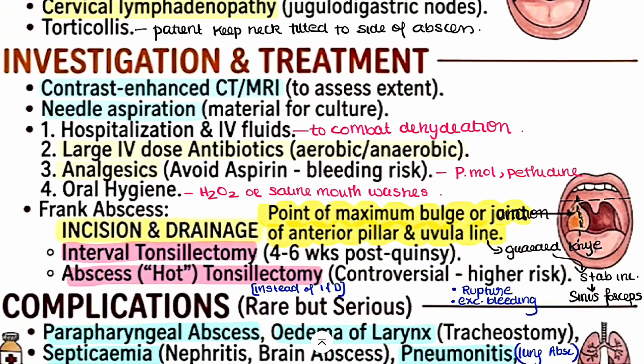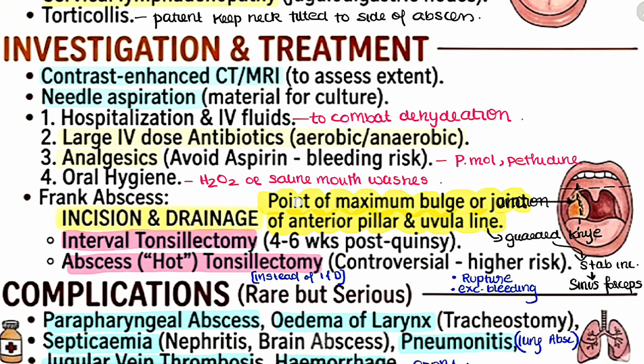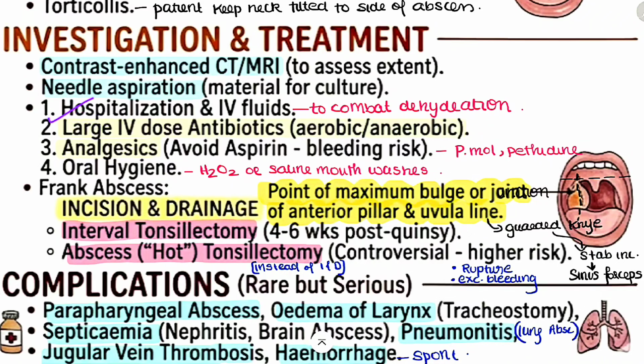Now coming to investigation and treatment, what we have to take is a CT, that is contrast enhanced CT or MRI, to look for the extent and also the abscess. Then do a needle aspiration for taking material for culture and sensitivity. Now, what we have to do? First, we have to hospitalize the patient, give the IV fluids to combat dehydration due to the odynophagia.